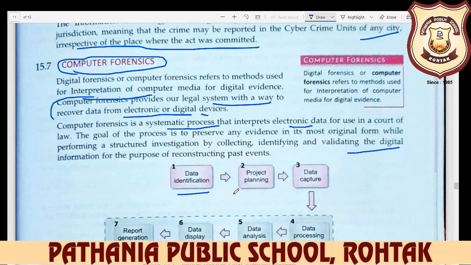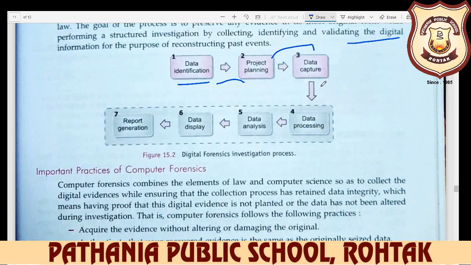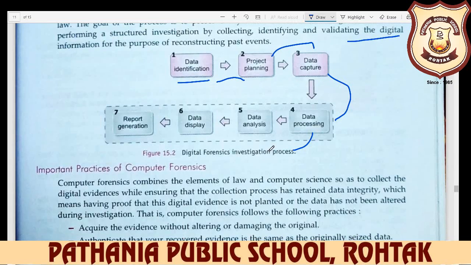So, what is the systematic way of computer forensics? First, data identification: identify the data, and then project planning. After planning, the cybercrime branch will capture the data from different areas and different persons. Then the data will be processed, then analyzed, then displayed, and in the last step, report generation. So the whole process of digital forensics is completed in 7 steps: data identification, project planning, data capturing, data processing, data analysis, data display, and the last step, report generation.